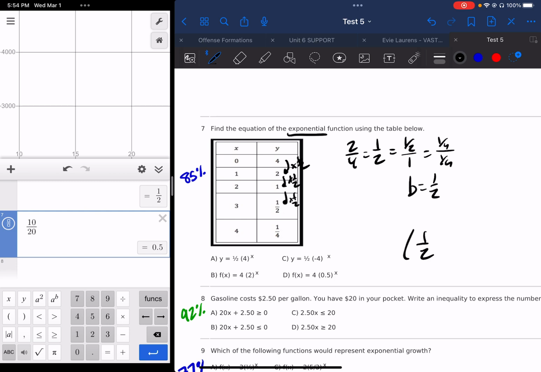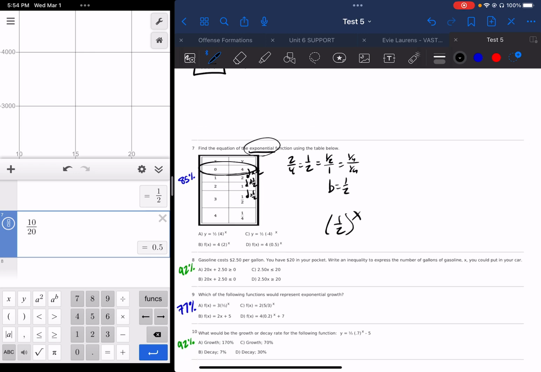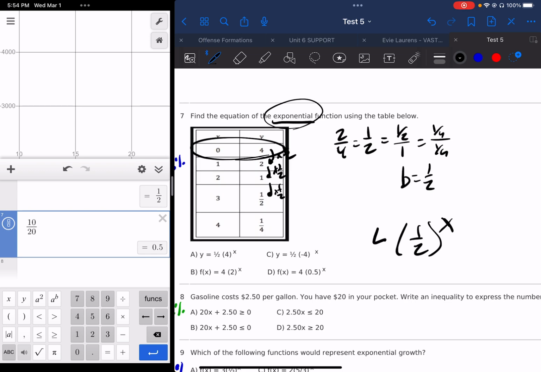So in my parentheses, I should have 1/2 with my x up in the exponent. Since it's an exponential equation, I should know that the initial value here is 4. So that initial value goes in front of that. That means that this one is no good right here because, 1, we haven't talked about negative bases, and 2, that's not between 0 and 1. This one is no good right here because the base is 4, not the starting amount. That means that's growth. This one in here's got a 2 in it.